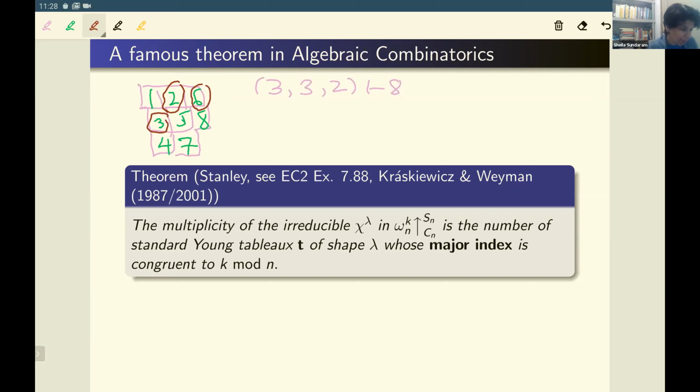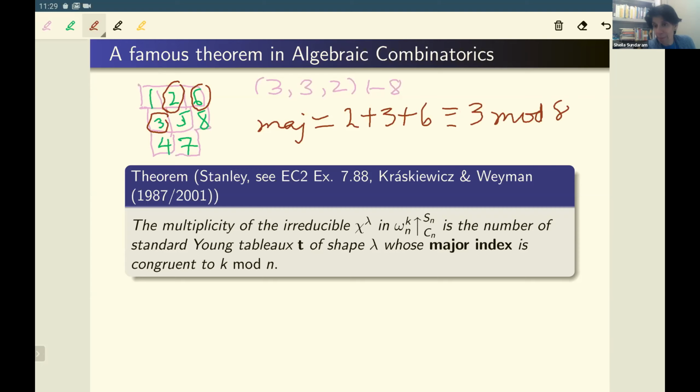Okay, so the major index for this particular example is 2 plus 3 plus 6. So that's 11, right? And 11 is congruent to 3 mod 8. So what that's telling you is that this contributes 1 copy of the irreducible indexed by 332 in the decomposition of this representation.